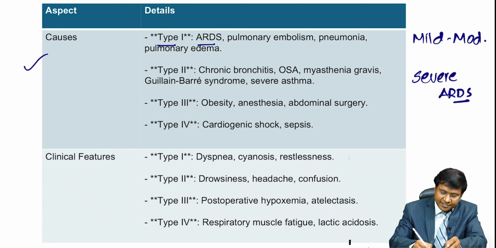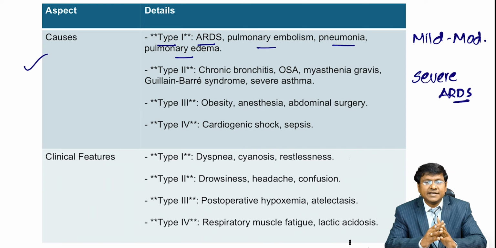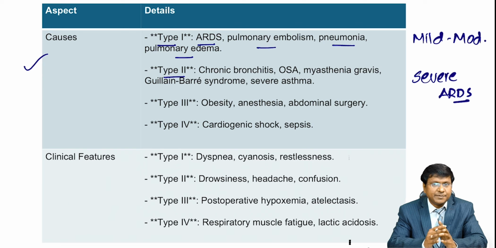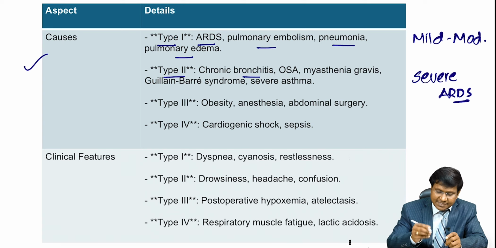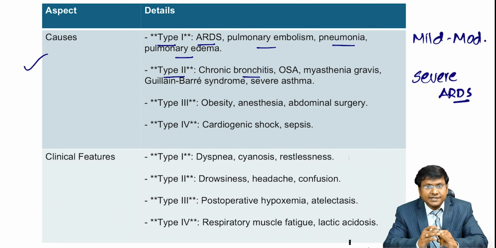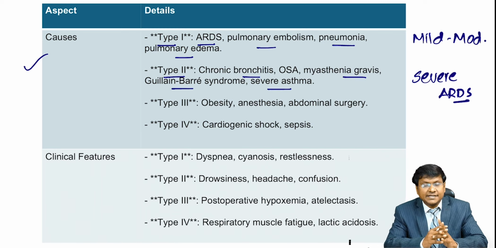So type 1 is observed in ARDS, pulmonary embolism, pneumonia, as well as pulmonary edema. In all these scenarios there is alveolar flooding. Then you take type 2 respiratory failure, which is due to alveolar hypoventilation, where there is respiratory muscle paralysis, and this occurs mainly because of chronic bronchitis, obstructive sleep apnea, myasthenia gravis, Guillain-Barré syndrome, and severe asthma. That is your type 2 respiratory failure. So type 2 respiratory failure is due to alveolar hypoventilation.